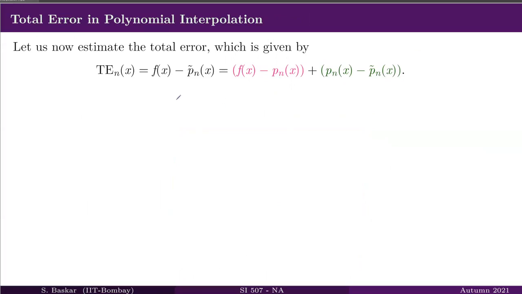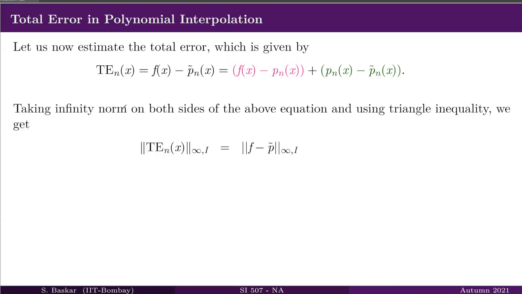We still need to find an upper bound for the total error. If you recall, total error by definition is the sum of the mathematical error and the arithmetic error, right? Now let us take the infinite norm on both sides and see that the infinite norm of the total error is less than or equal to the infinite norm of the mathematical error plus the infinite norm of the arithmetic error. We know the bound for this term and also we know the bound for this term. We can simply apply these bounds.